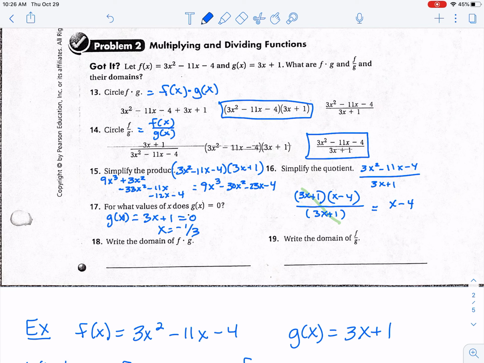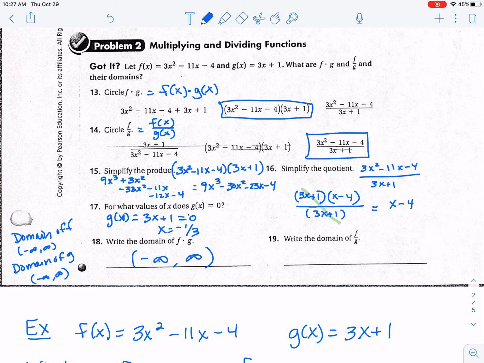The domain of f times g. The domain of f, let me write it to the side here, is negative infinity to infinity. The domain of g, well, it's a line, negative infinity to infinity. So the intersection of those, the x values that are in the domains of both, is going to be all real numbers, negative infinity to infinity.